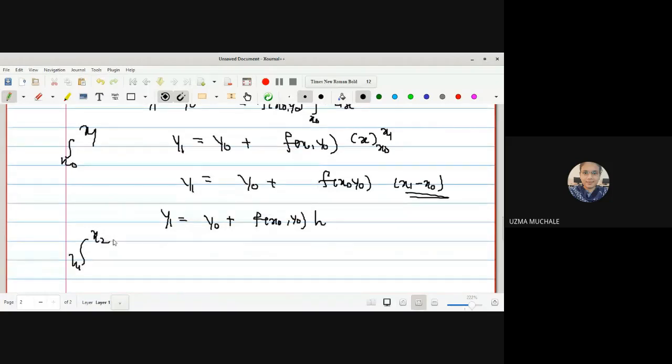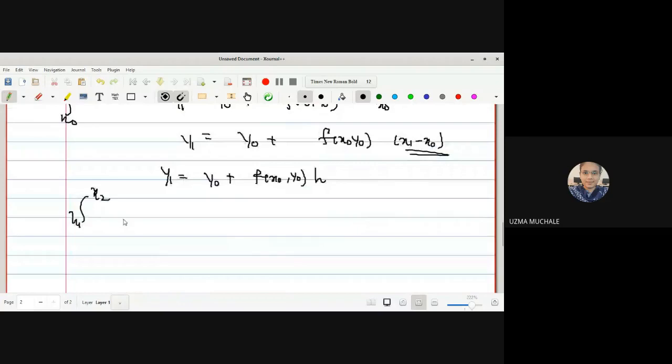So in this way, if I find the integration within the limit x1 to x2, it will be equal to y2 is equal to y1 plus h into f of x1 y1. First we have to find out y1 with the help of y0. Y0 is known to you. F of x0 y0 also can be found, right? Since x0 and y0 are given to us, you can find the function value at point x0 y0. H is also given, from the given tabulated values you can calculate. So first with the help of y0 you can find out y1. With the help of y1 we can find out y2, right?